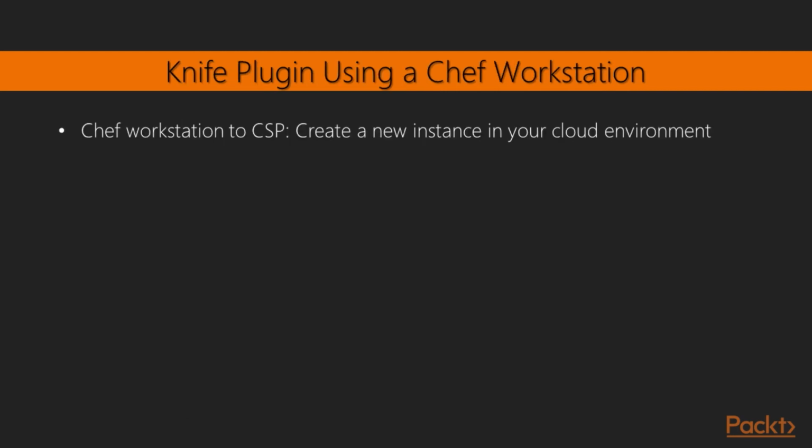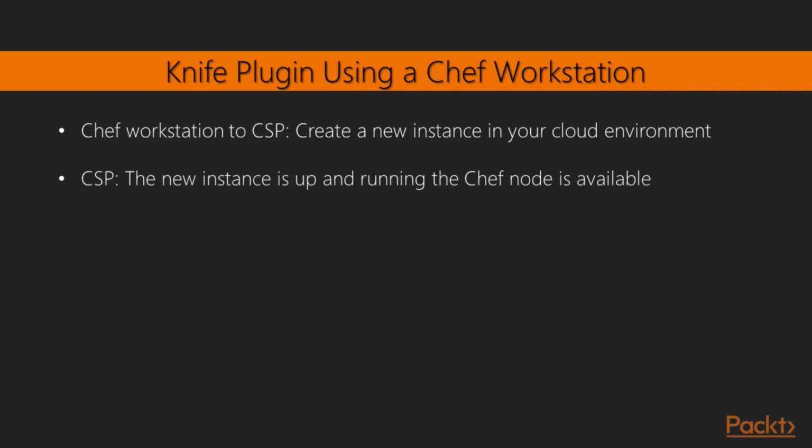We will provision resources in a public cloud environment using Knife plugins using a Chef workstation. We configured a Chef workstation in section 4, installing and configuring Chef. From the Chef workstation, we can execute Knife commands to create instances, Chef nodes, in different cloud environments. In our case, we will provision resources in Amazon EC2 and Microsoft Azure. This is how the process will work. Chef workstation to CSP. Create a new instance in your cloud environment.